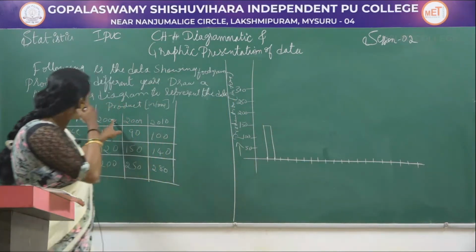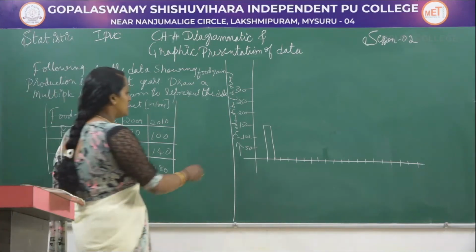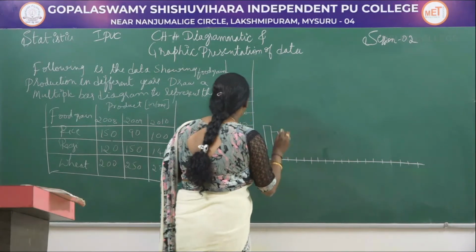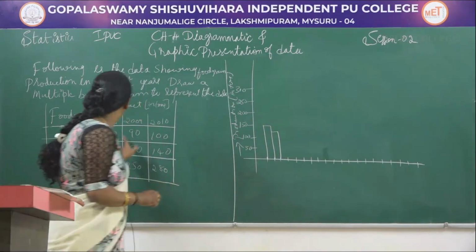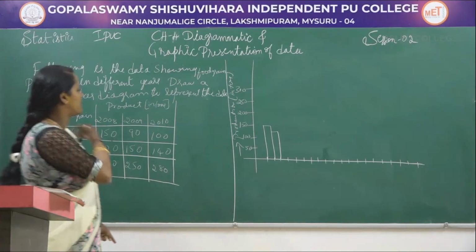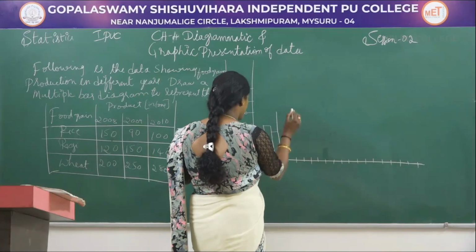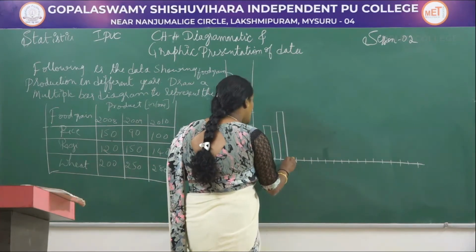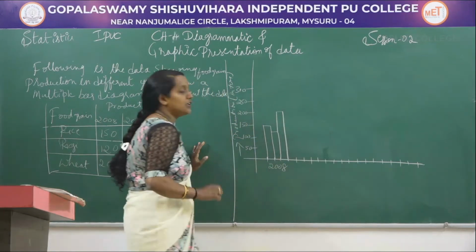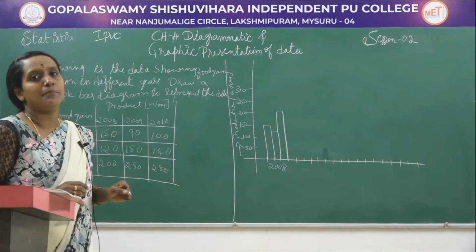Okay, next for 2008 only, ragi is 120. It will come here, closer to this one. And in 2008 the production of wheat is 200. 200 will come here. These 3 together come under 2008. So this type of diagram we call a multiple bar diagram.